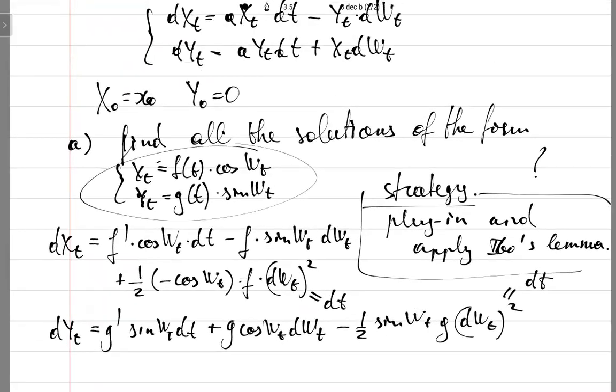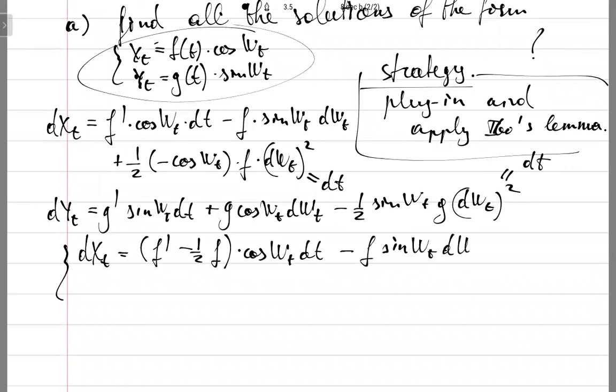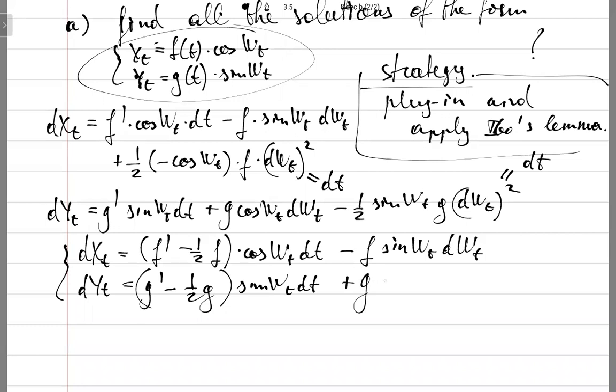We simplify it. So dX_t is just something times dt, where something is f prime minus 1 over 2 w squared f times cosine(wt) times dt, minus w f sine(wt) dW_t. The same thing for dY_t is g prime minus 1 over 2 w squared g times sine(wt) dt plus w g cosine(wt) dW_t.